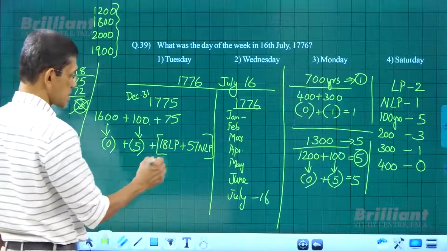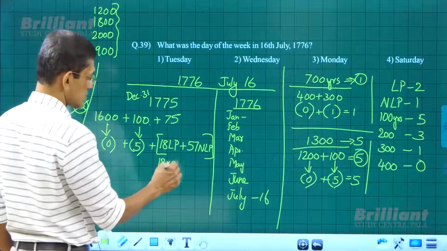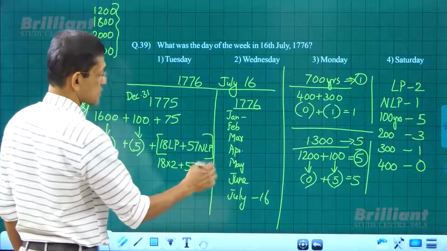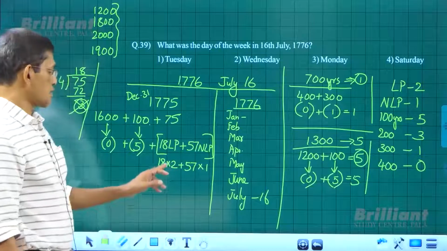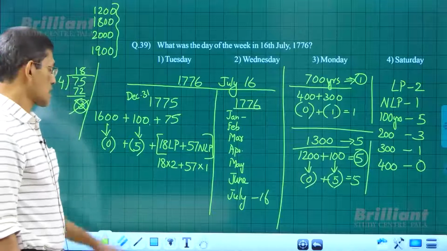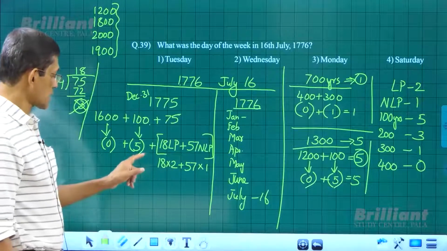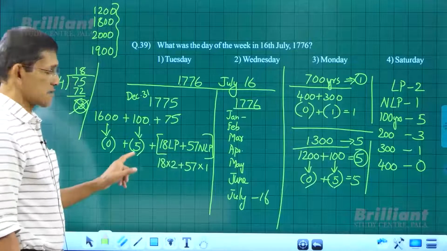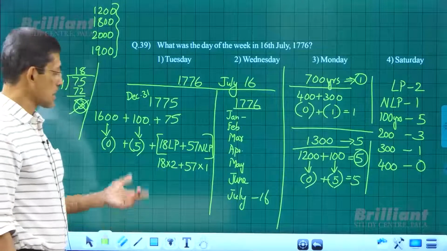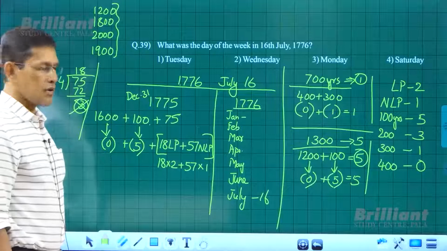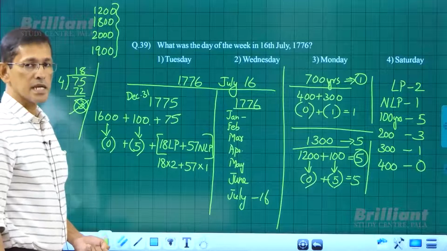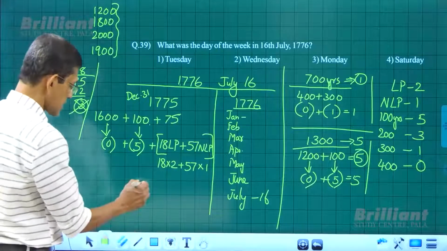Out of that, 18 leap years, how many odd days do you have? 18 into 2, plus 57 non-leap years, and every non-leap year has 1 odd day. So that is 18 into 2, 36, plus 57. How much is that? 36 plus 57: 36 plus 5 is 41, so 41 plus 57, or you take it as 58 plus 40, which is 98. So the total number of days is 98.